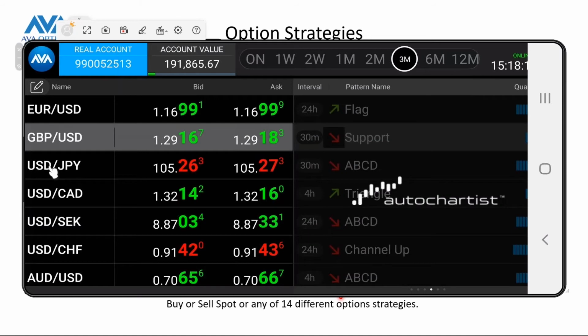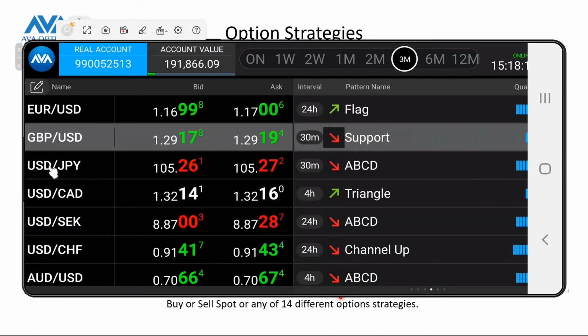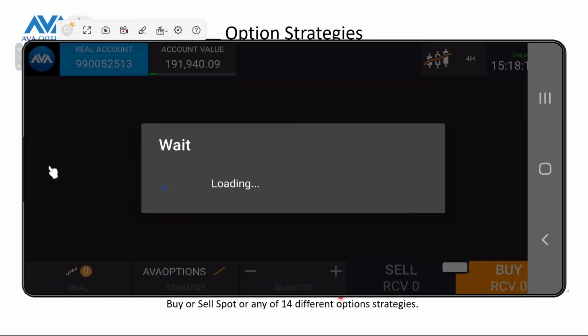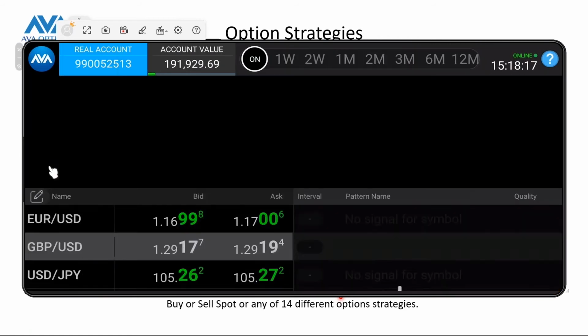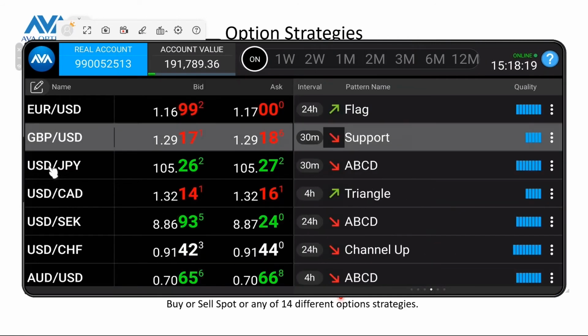On the next screen, we have Autochartist. Let me just quickly do this to get rid of this bar on the side, this annoying bar. We have Autochartist Signals. We have a whole video or a series of videos about Autochartist and how it's integrated into our platform. But this is automatic chart pattern recognition, giving trading signals for the underlying assets.